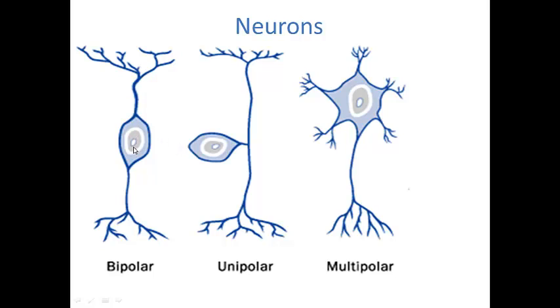If we count the extensions coming off the soma here, we see 1, 2 extensions coming off the soma. This is a bipolar neuron, bi as in 2 extensions off the soma. In the middle here we see a unipolar neuron. If you look, there's just 1 extension coming off the soma, hence unipolar. Now that 1 extension does branch, but we only count the extensions that come off the soma, and that's 1 extension here, so unipolar. This is a multipolar neuron. It's called multipolar because there are many extensions coming off the soma. In this case, there's 1, 2, 3, 4, 5, and then 6 extensions.